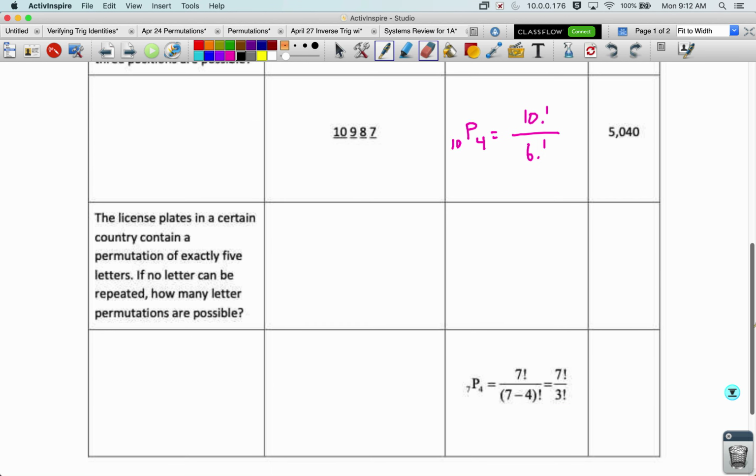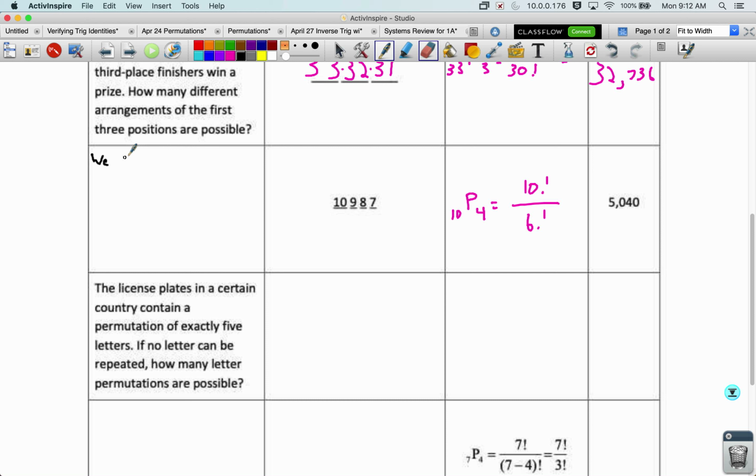Let's say we have 10 books. We are going to read 4 in order. So order has to matter for permutations. So you got 10 to pick from. When you read that first one, now you got 9 to pick from. You read that one, now you got 8 to pick from. And order matters. So effectively, I'm not going to write out the question, I'm going to run out of space, but how many different ways can this occur?